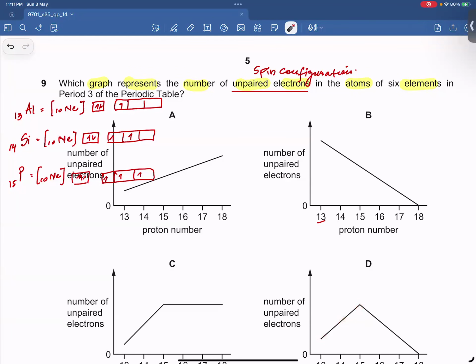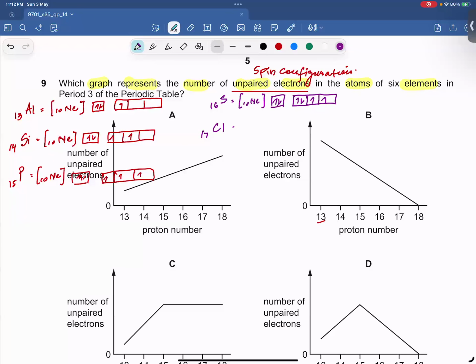Let's talk about 16, 17, and 18 also. Let me change the color. Sulfur has an atomic number of 16. Write the short form of electronic configuration. So 3s contains 2 and 3p contains 4. 1, 2, 3, 4. Then chlorine has an atomic number of 17.